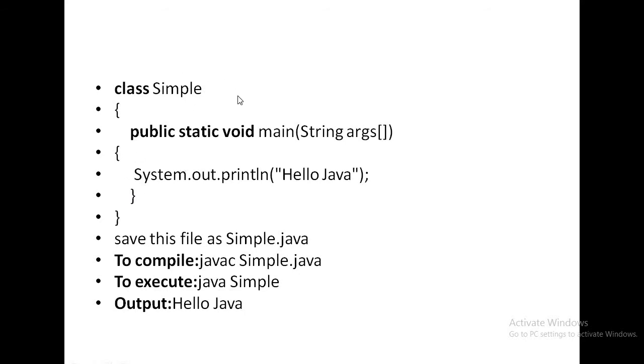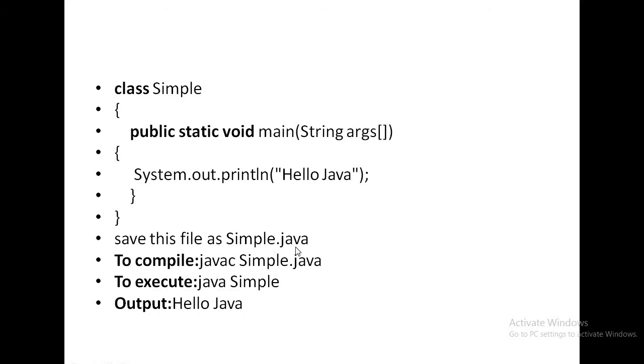So first save the program, save the file as Simple.java. Always the class name and file name must be the same. Since the class name is Simple, the file name must be Simple, and the extension of a Java program is .java. In C programming the extension is .c. In C++ programming the extension is .cpp, and in Java the extension is .java. Since the class name is Simple, the file name is stored as Simple.java.